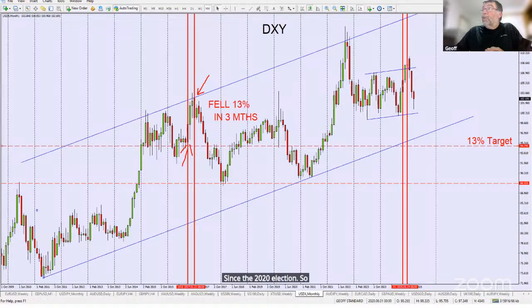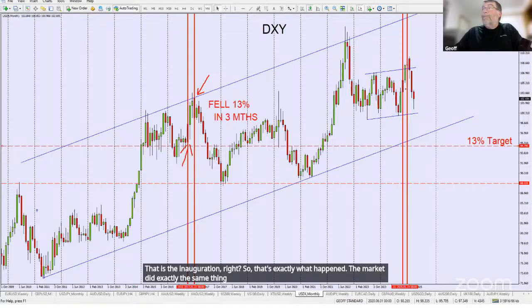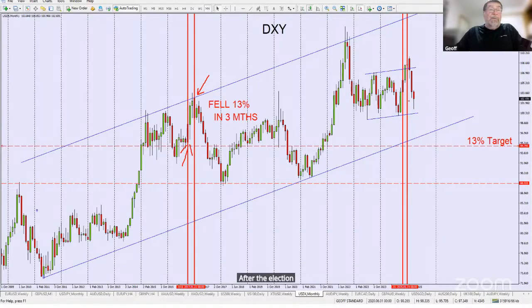So 2020 elections here, we went up, up, 3 months later, down. Now that 3 months later, guess what that is? That is the inauguration, right? So that's exactly what happened. The market did exactly the same thing, went straight up after the election and has come straight down since the inauguration of Trump. Now, you may say that's a coincidence. Fine. We're each entitled to our own opinion. I don't believe that's the case. I believe that was going to happen.